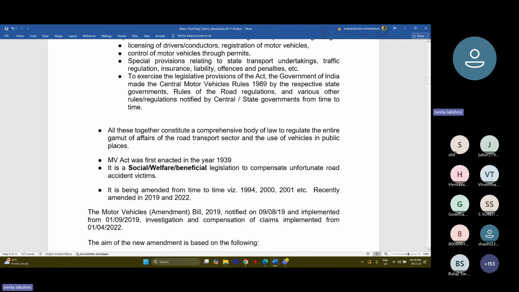The 1939 Act was completely replaced by the MV Act 1988. The 1988 Act completely replaced the Base Act 1939. After that also, from time to time it is being modified. The recent major amendments happened in the years 2019 and 2022.